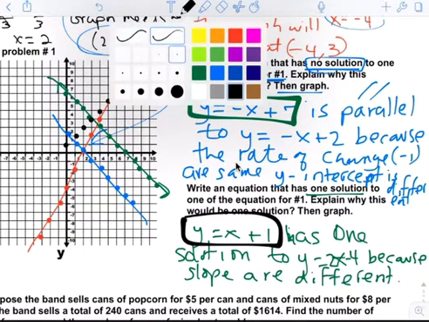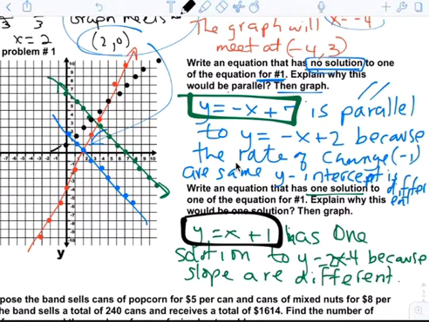Notice relative to the red line, there is a solution right here at 5, 7. Okay, one solution at 5, 7.